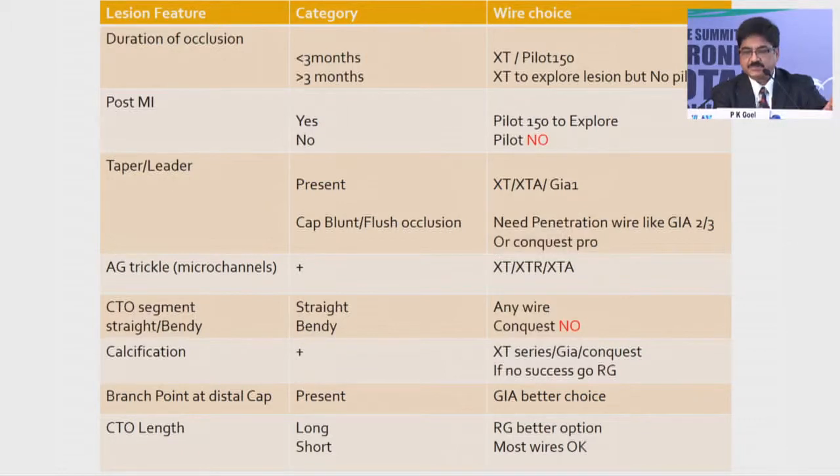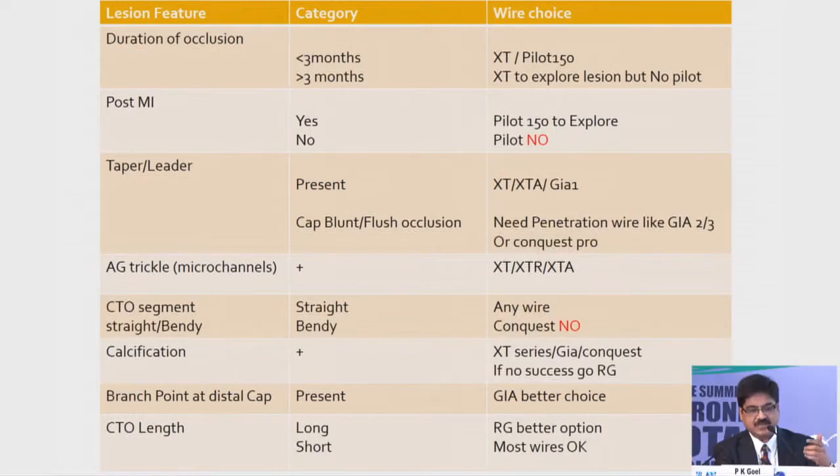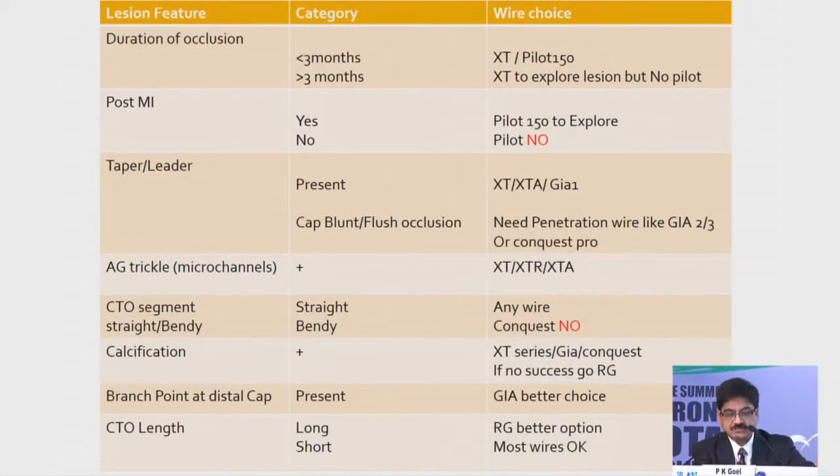If there's a taper present, then XT, XTA, Gaia 1 may be good, but if there is a blunt occlusion, then you need to penetrate. And for that penetration, you need a wire like Gaia 2, 3, or Conquest, and you have to make an appropriate bend. That appropriate bend you can do on a Conquest, but on Gaia probably don't do a secondary bend. If the CTO segment is straight, then any wire is okay, but if it is bendy, then don't use Conquest. You cannot maneuver it well.